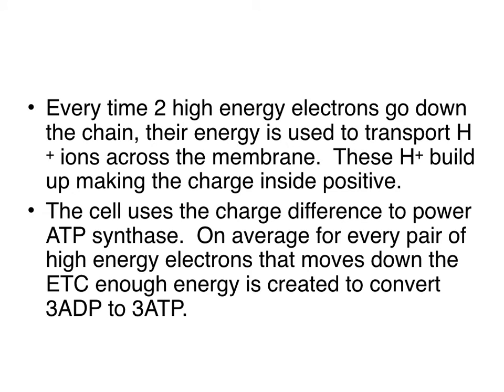So every time 2 high energy electrons go down the chain, their energy is used to transport H+ ions across the membrane. These H+ ions build up, making the charge inside positive. The cell uses this charge difference to power ATP synthase. On average, for every pair of high energy electrons that moves down the electron transport chain, enough energy is created to convert 3 ADP to 3 ATP.